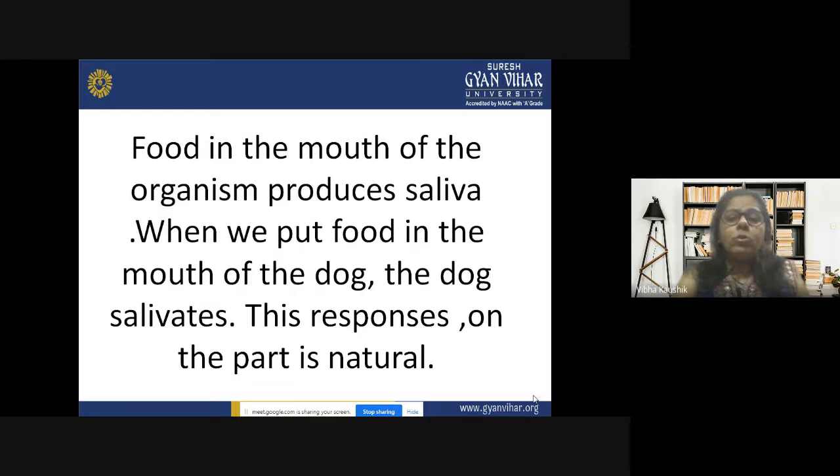Now, food in the mouth of the organism produces saliva. As the food is presented before the organism, what happens? The organism salivates. When we put food in the mouth, the dog salivates. And in the same condition, when the food was presented, the dog salivates. This response is natural. As we see the food, saliva comes out of our mouth. This is a natural process or a natural response.